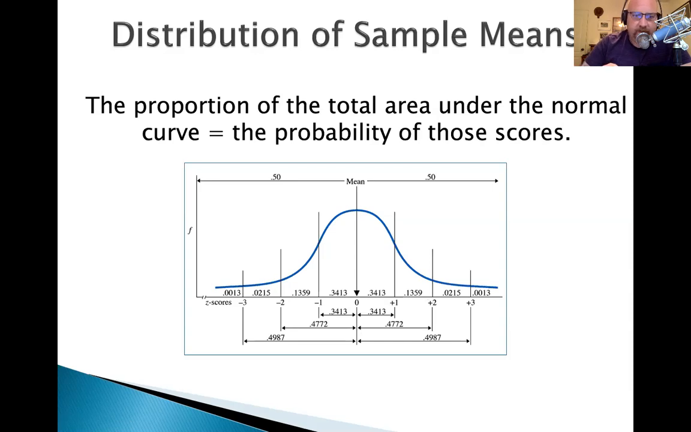Oh, and by the way, I forgot to say this. This is called the distribution of sample means. And the idea here is that instead of this distribution being made up of just individuals' scores, it's made up of averages, right? So actually, let me illustrate that for you.